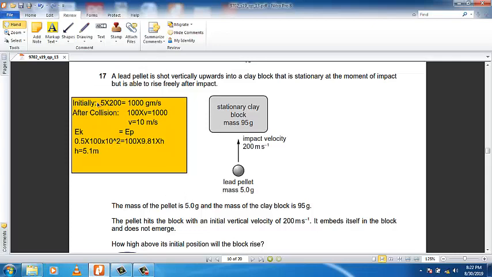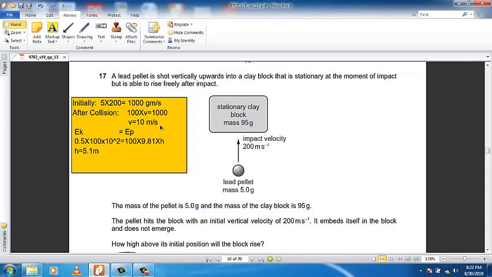So you have to know what the initial momentum was. Initially, the momentum was only of the lead pellet, because the clay was stationary. The lead pellet was 5 grams moving at 200 meters per second, so it's 1000 gram meters per second. That's the momentum. After collision, the mass is now 100 grams, because they have combined, embedded into each other. 95 plus 5 is 100 grams, into the velocity, which we do not know, equals the total momentum, which is 1000. So V of the combined mass becomes 10 meters per second.